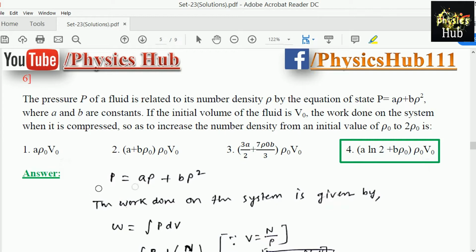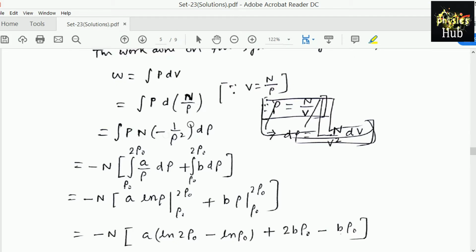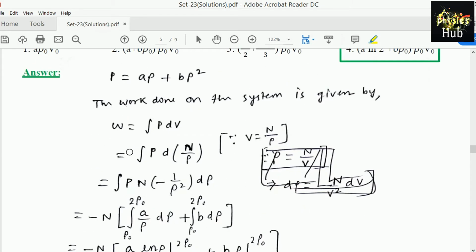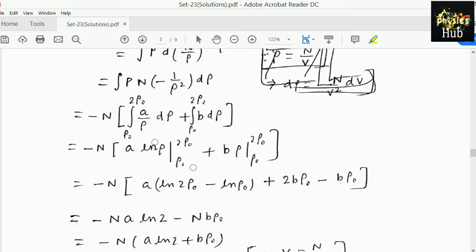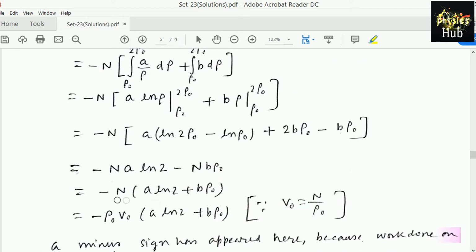So this is the expression of P given, P equals A rho plus B rho square. Therefore, the work done on the system is given by W equals integration of P dV. Now, V equals N by rho, number of particles divided by density. So dV equals d of N by rho; N is constant, so it comes outside, giving minus N by rho square d rho. Now, you just put the value of P in terms of rho and integrate it. Upon integrating, we end up with this answer: minus N into A ln 2 plus B rho naught.